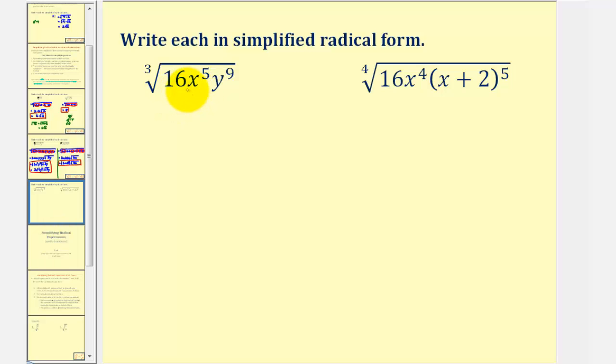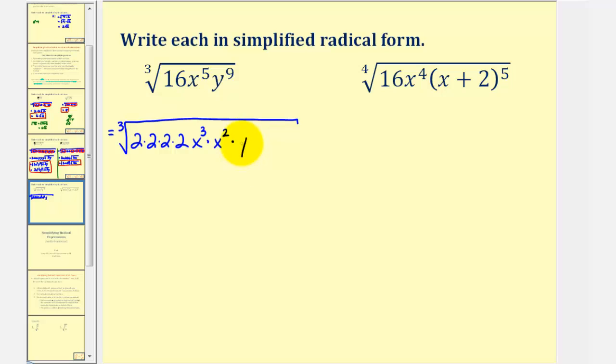Here we have the cube root of 16x to the 5th y to the 9th. In this example, we'll take a small shortcut when it comes to finding the perfect cubes of the variable factors. So we have the cube root of 16, which is equal to 4 times 4. Each 4 contains 2 factors of 2, so we have 4 factors of 2. Now for x to the 5th, because we're looking for groups of 3 equal factors, let's use our properties of exponents and write this as x to the 3rd times x to the 2nd. Notice x to the 3rd represents our group of 3 x's.